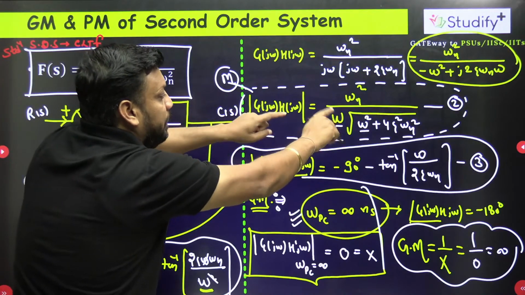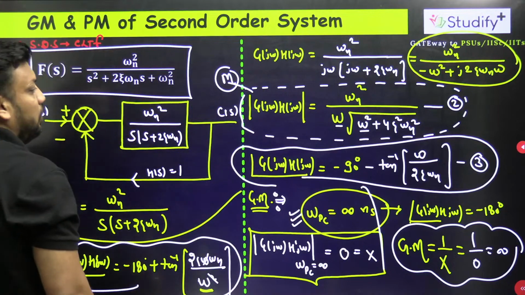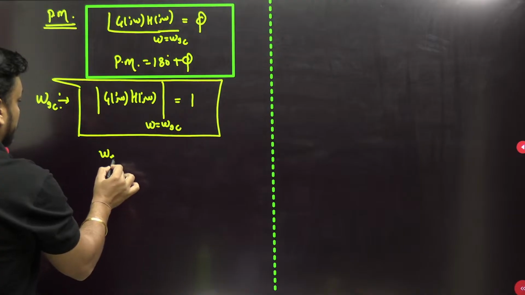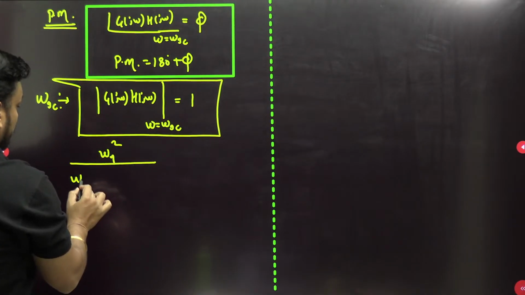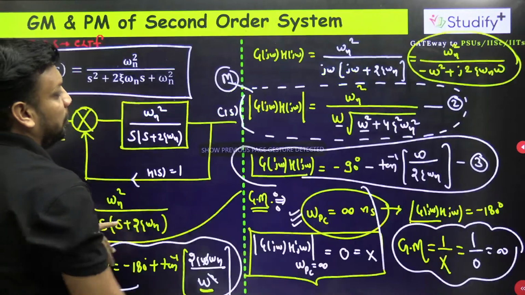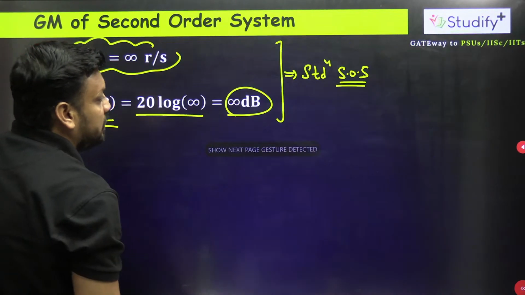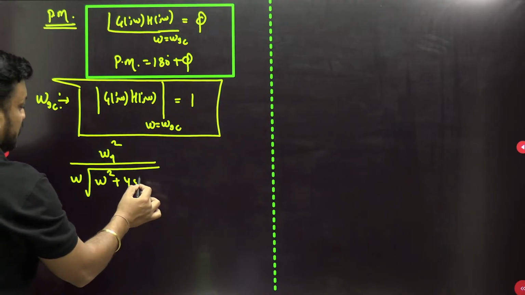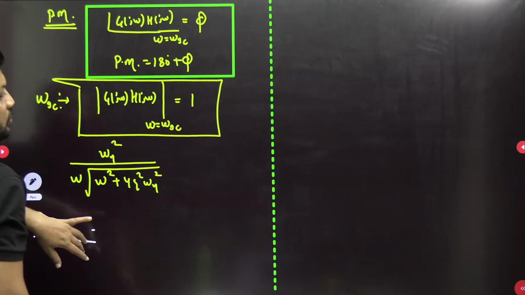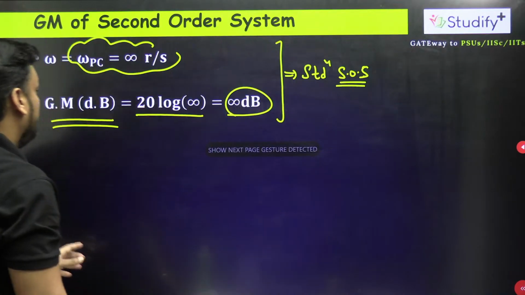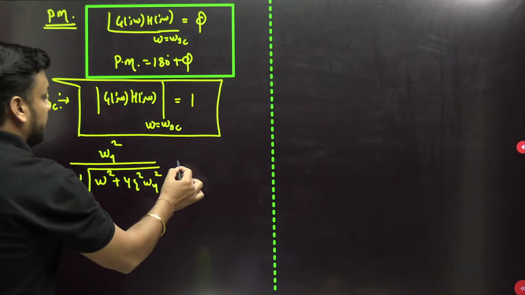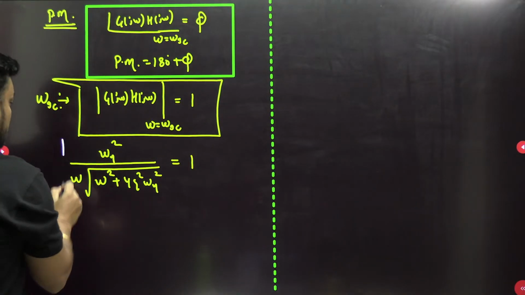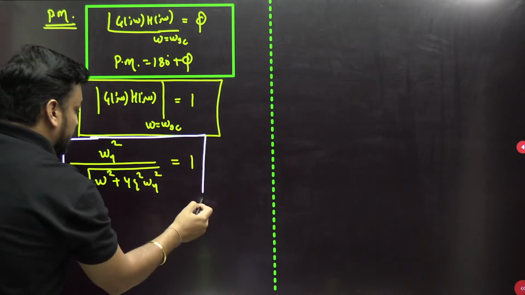I just copy and paste this equation. So omega n square upon omega times the square root of omega square plus 4 zeta square omega n square. Just cross check again. Same to same, sir. Yes. So now this equation should be equal to 1, and when it is 1, the omega we get is omega GC. So here we need to do a little calculation.